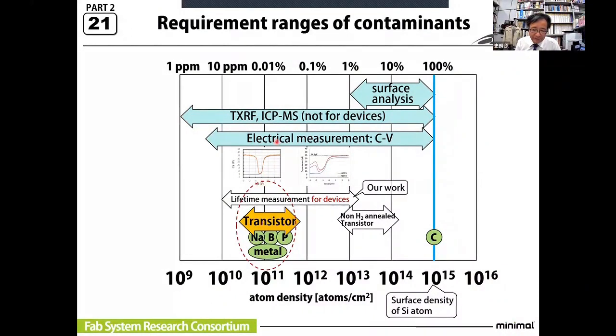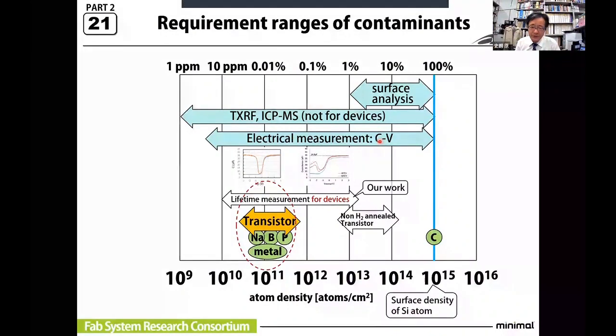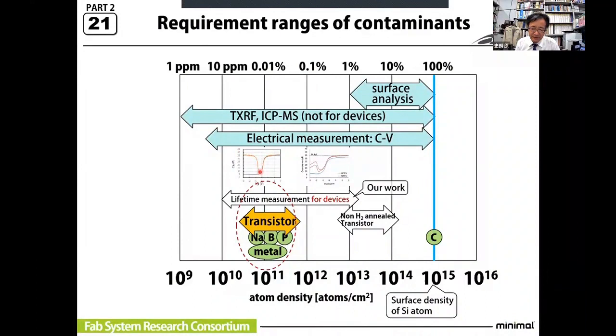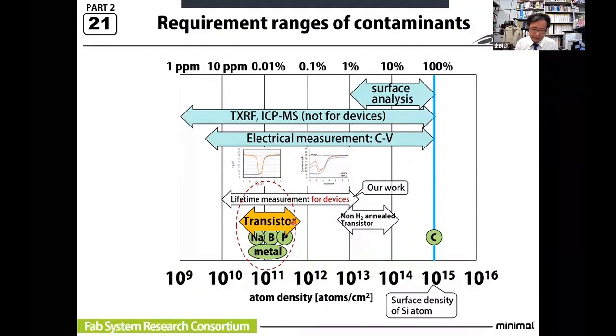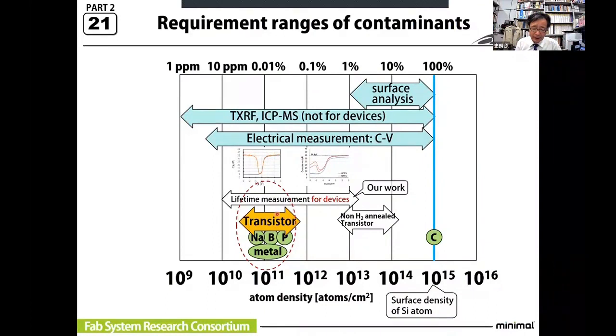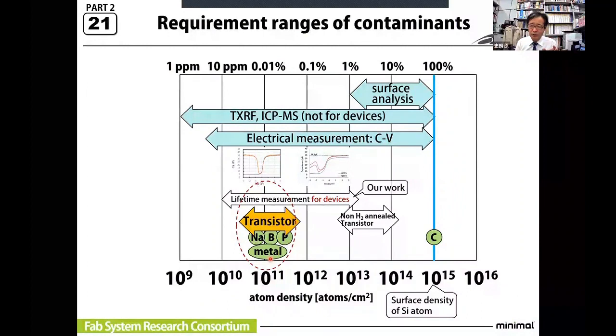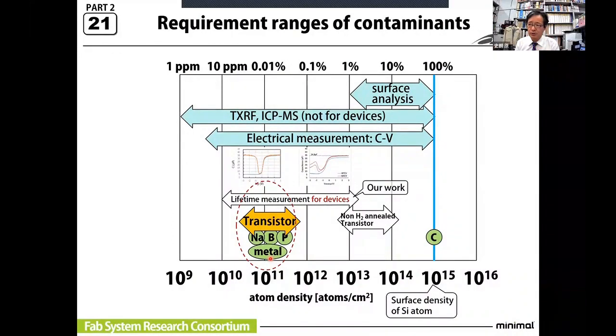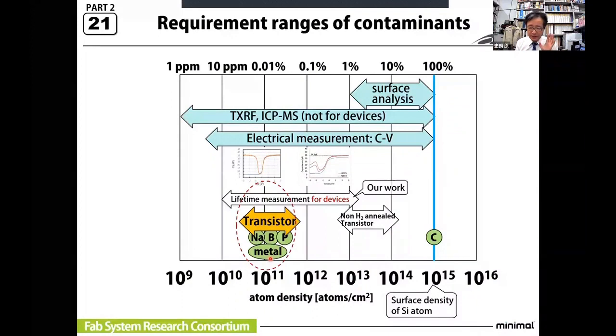Anyway, for 10 to the 11th, electrical measurement CV makes a very ideal CV curve like this. But the DIT goes up to 10 to the 12th or so, and the CV curve is degraded like this. So that's not good. And so for transistors, therefore, 10 to the 11th is needed. As a result, sodium, boron, phosphorus, and heavy metals should be lower than 10 to the 11th atoms per square centimeter or so. This is a basic story.